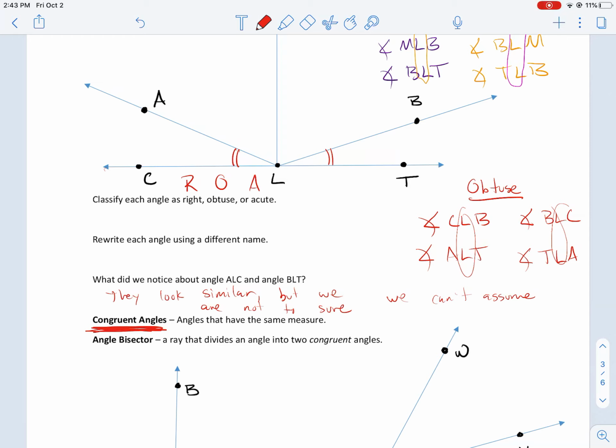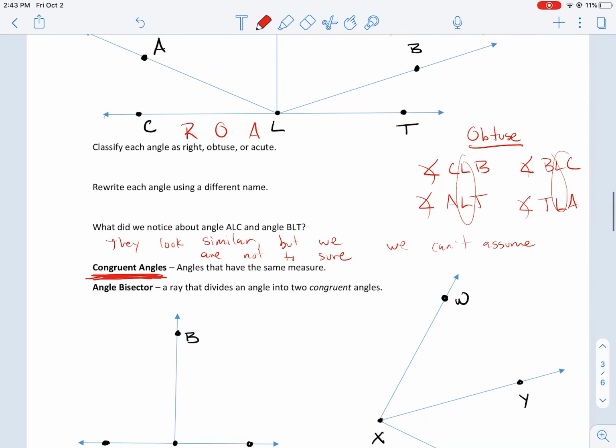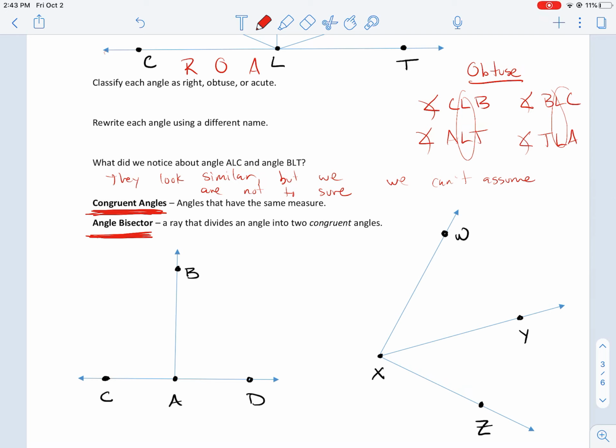Again, in this particular problem, we can't assume those two are congruent. But if that information is given to you, that means those two angles have the same measure. What about angle bisector? What the heck does that mean? Well, what does it mean to bisect something? It means to kind of chop it in half.